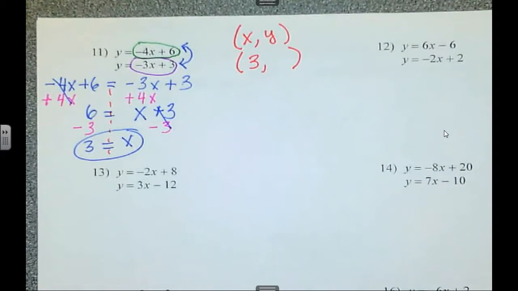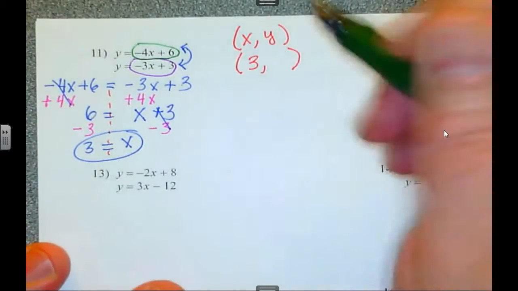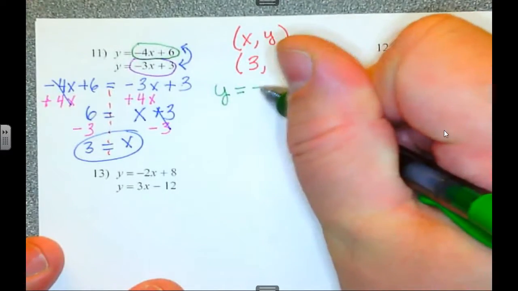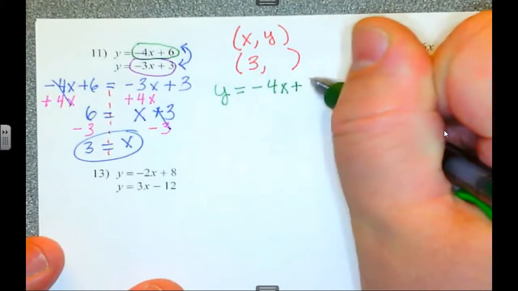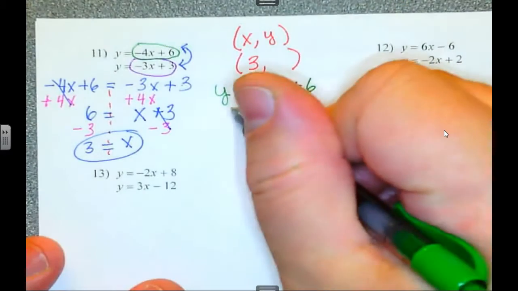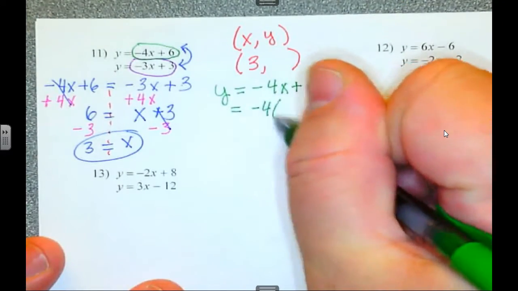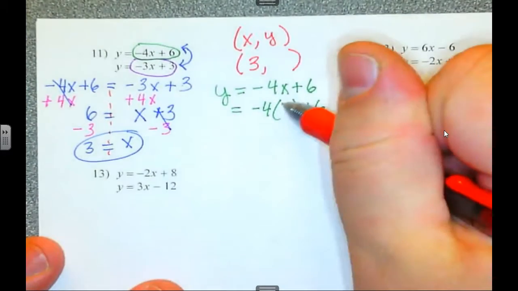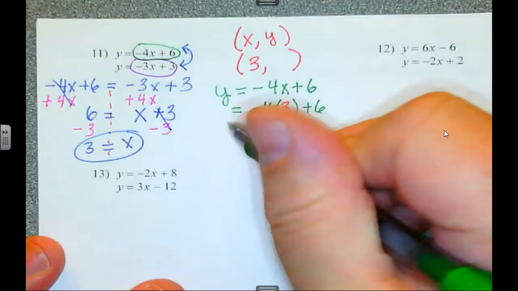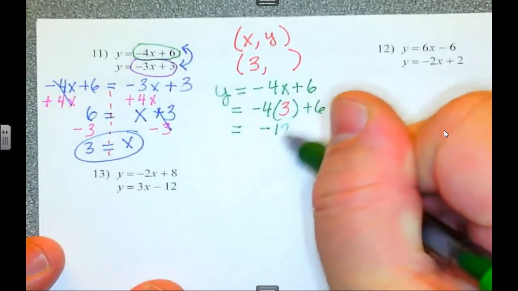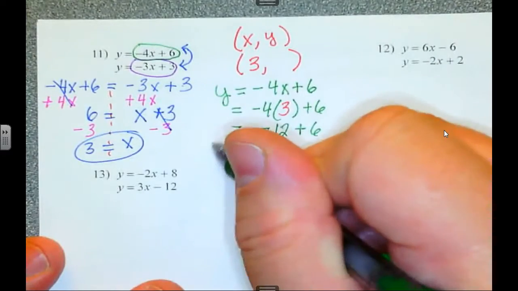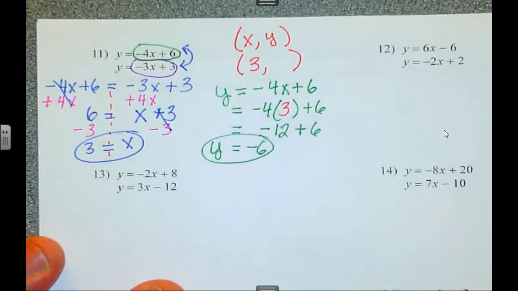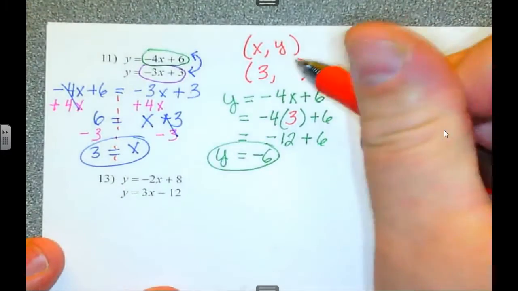Okay, pick one. Doesn't matter which one. I'm going to pick the top one, only because I picked the bottom one last hour. Y equals negative 4x plus 6. I'm going to substitute in 3 for my x, because that's what it equals. Negative 4 times 3 is negative 12 plus 6. So y is going to equal negative 6. Easy peasy.